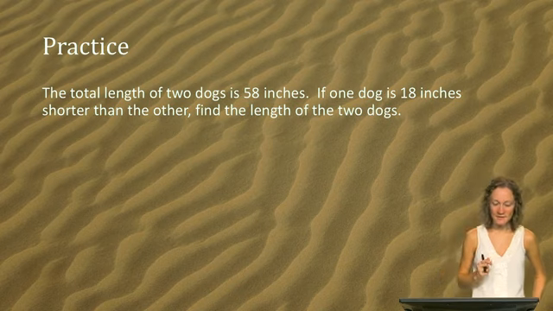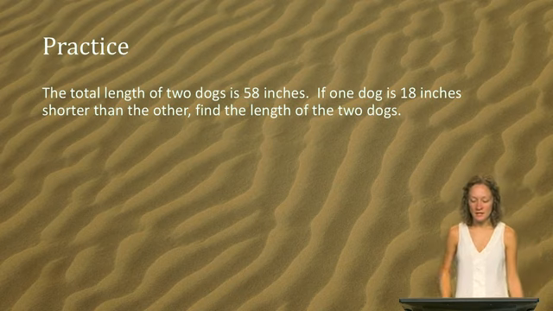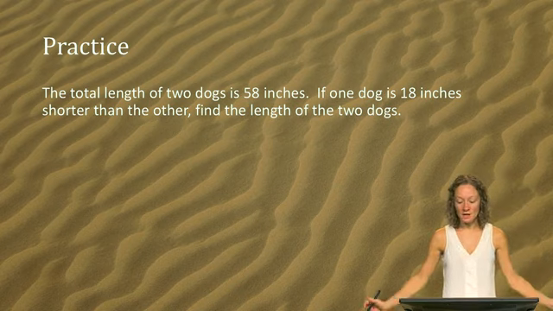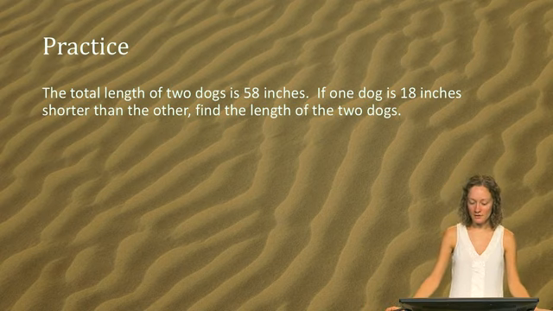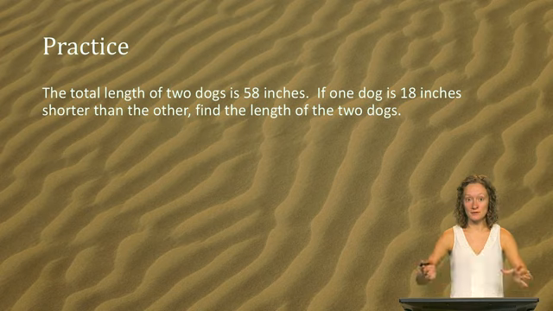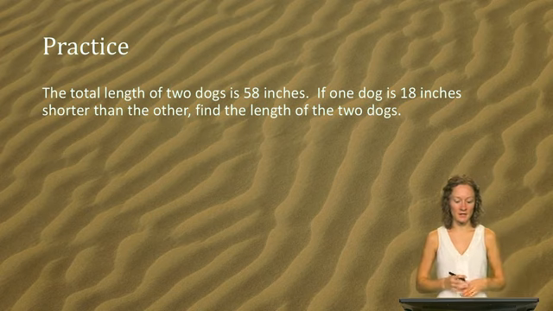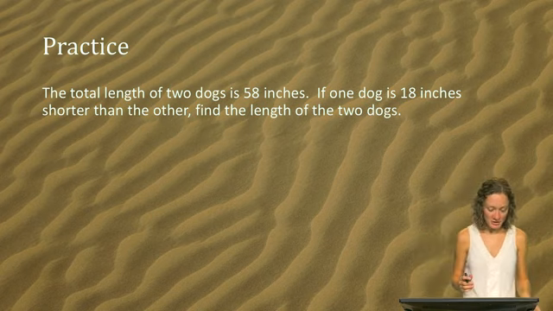All right, next one. The total length of 2 dogs is 58 inches. If one dog is 18 inches shorter than the other, find the length of the 2 dogs. So here we're just looking for 2 lengths, no distinction on one or the other. So let's use the information to build equations.